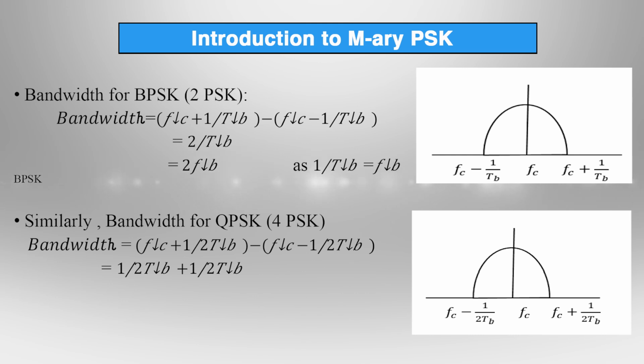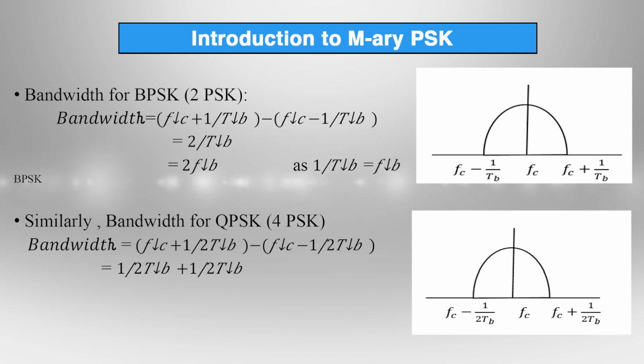Here, center frequency is Fc, the upper frequency is Fc plus 1 upon twice of Tb, and lower frequency is Fc minus 1 upon twice of Tb, where twice of Tb is bit duration or time period of 2 bits or 1 symbol, as in QPSK 2 bits are transmitted at once.